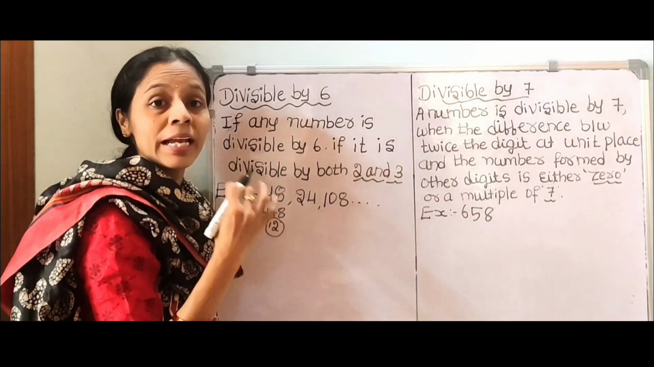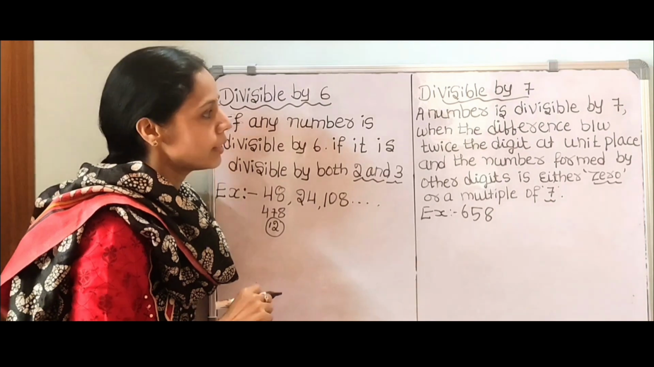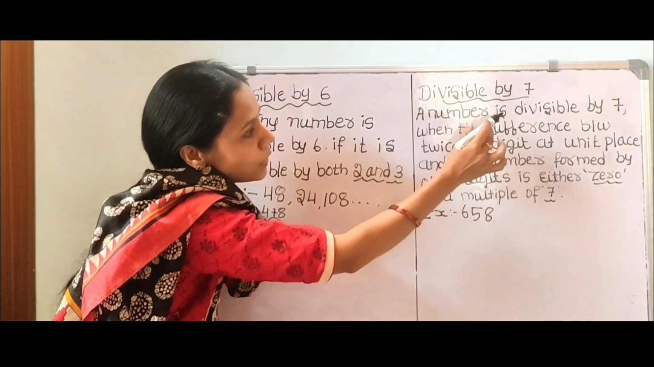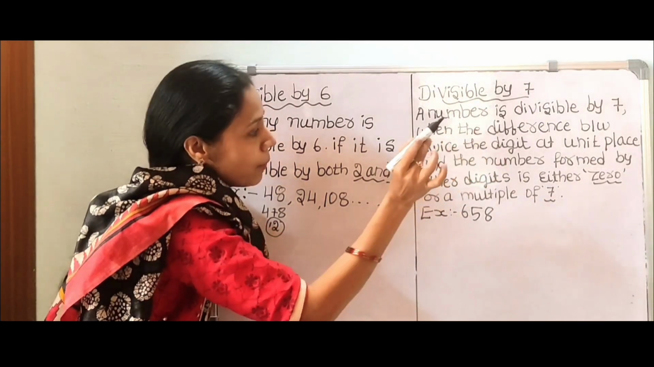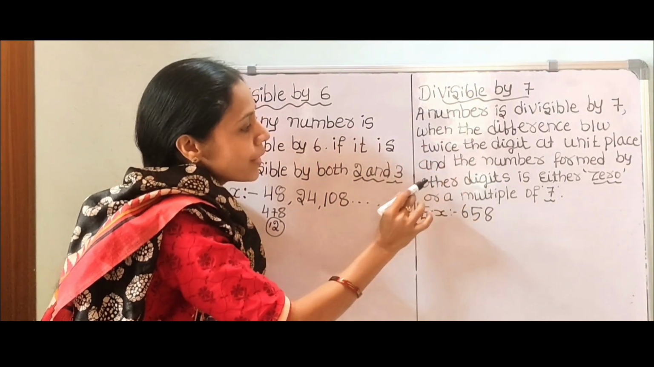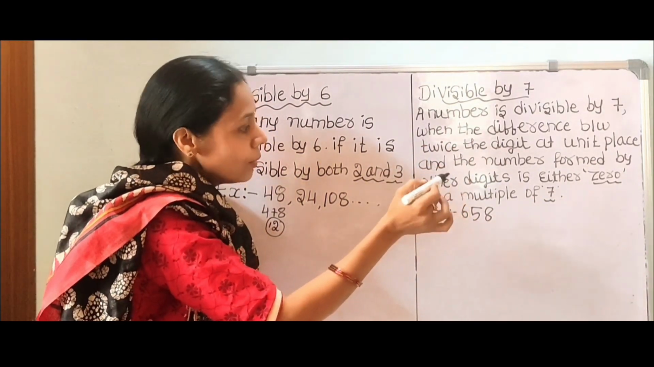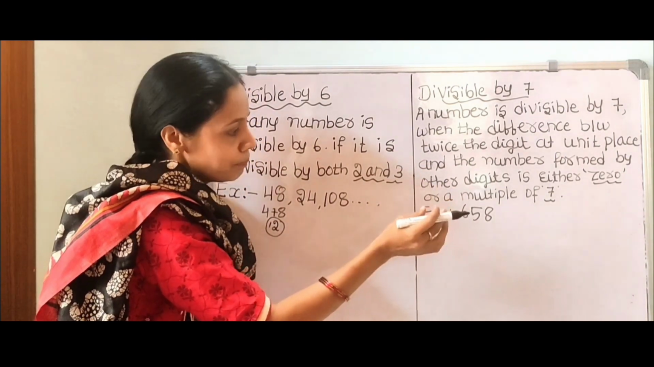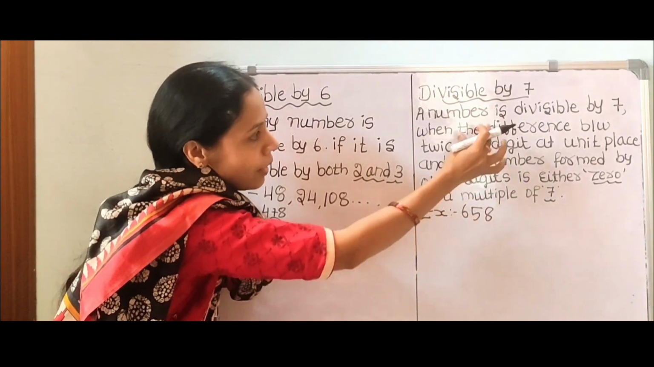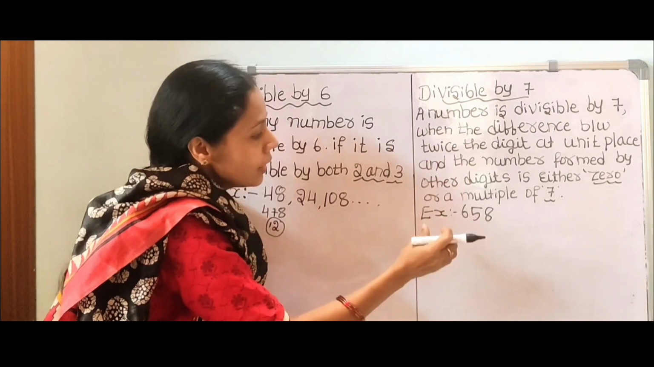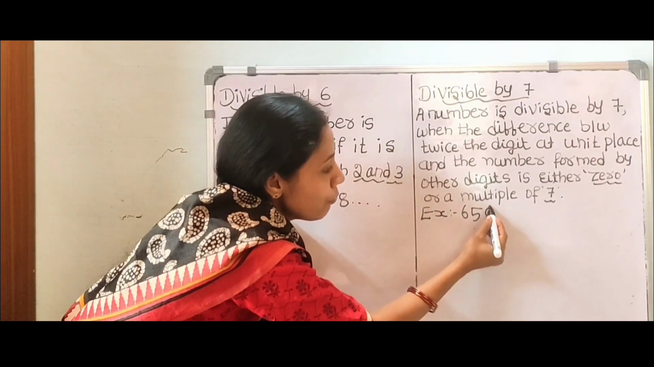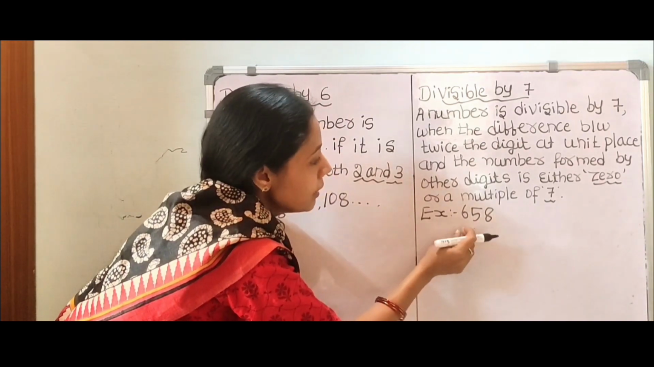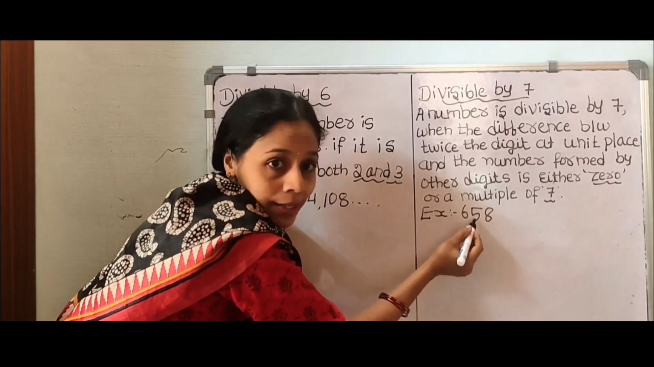How can we identify whether a number is divisible by 7? A number is divisible by 7 when the difference between twice the digit at the unit place and the number formed by the other digits is either 0 or a multiple of 7. See, take an example. How can it be understood easily? Take the difference between twice the unit digit and the number formed by the other digits.